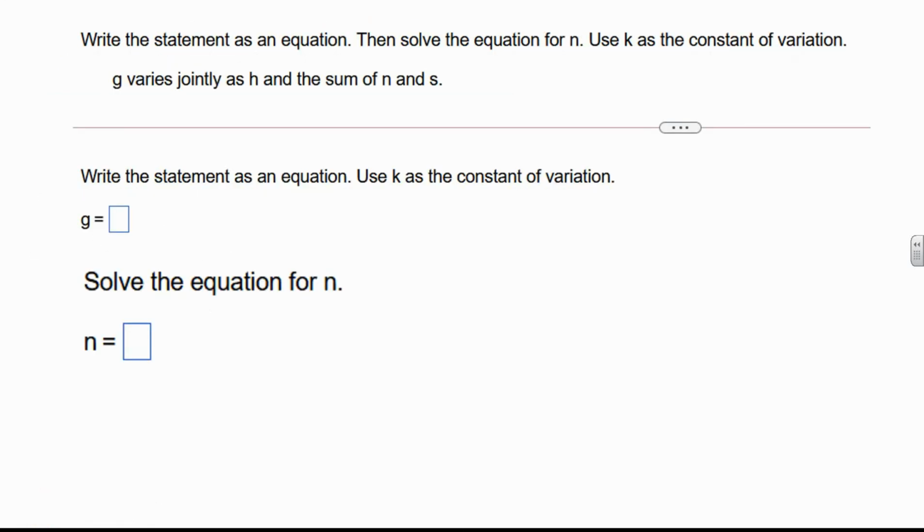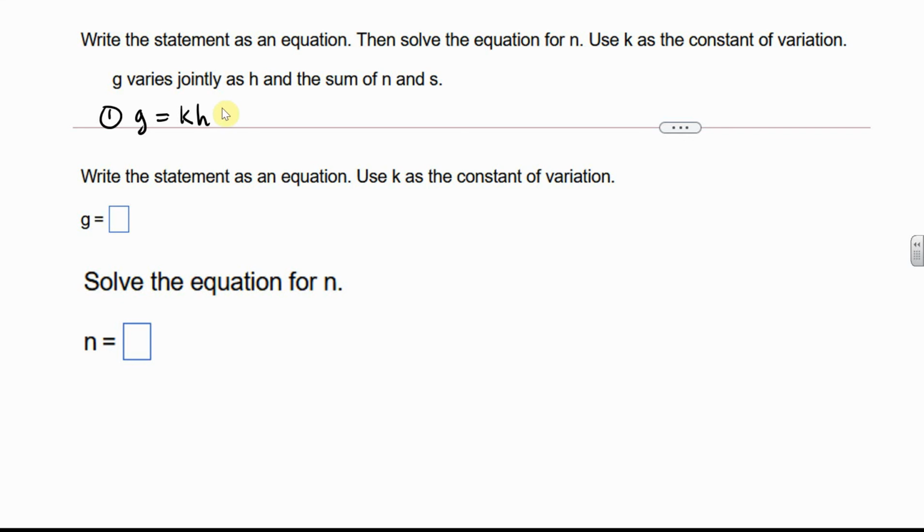Okay, write the statement as an equation, then solve. Solve the equation for n, use k as the constant. It says here, g varies jointly as y. Let's see if we can write that out. Step 1, g varies jointly. So we know we got a constant jointly, and we know we have some things going on when it says jointly. It says as y, as h, excuse me, I'm sorry, and the sum of n and s.